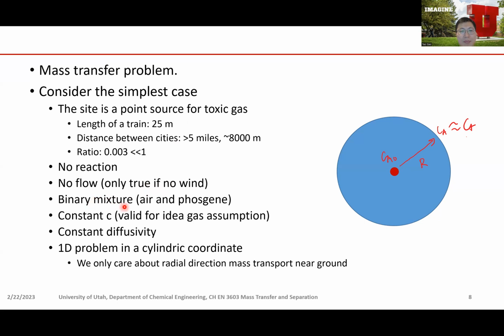We have a binary mixture of air with phosgene, and constant total concentration C, which is valid under the ideal gas assumption, and constant diffusivity. Let's consider a 1D problem in cylindrical coordinates, so we only care about radial mass transport near the ground. We ignore vertical mass transport. That's a big assumption, but to simplify the problem, let's do this. Then we are looking at a mass transfer problem in cylindrical coordinates.